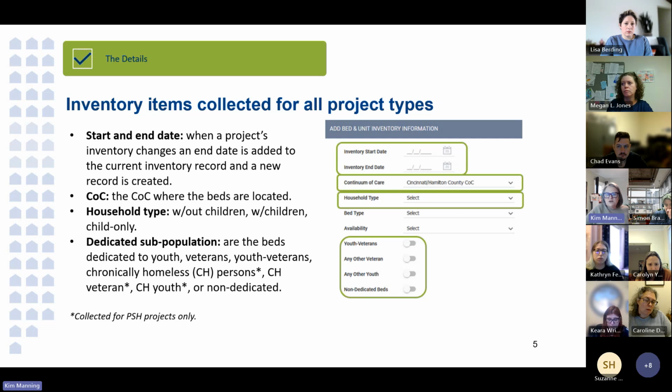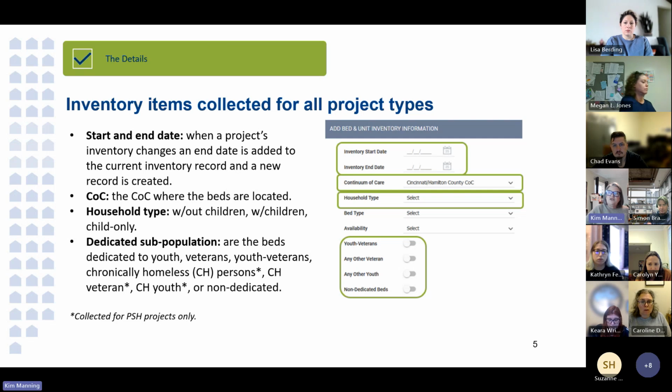The reason that's important is that you may have more than one active inventory element for any given project, and usually that's defined by the number of households that you're serving and the type of households they are. So if you have a project that serves both singles and families, we would have 2 active inventories at any given point for those different project types.